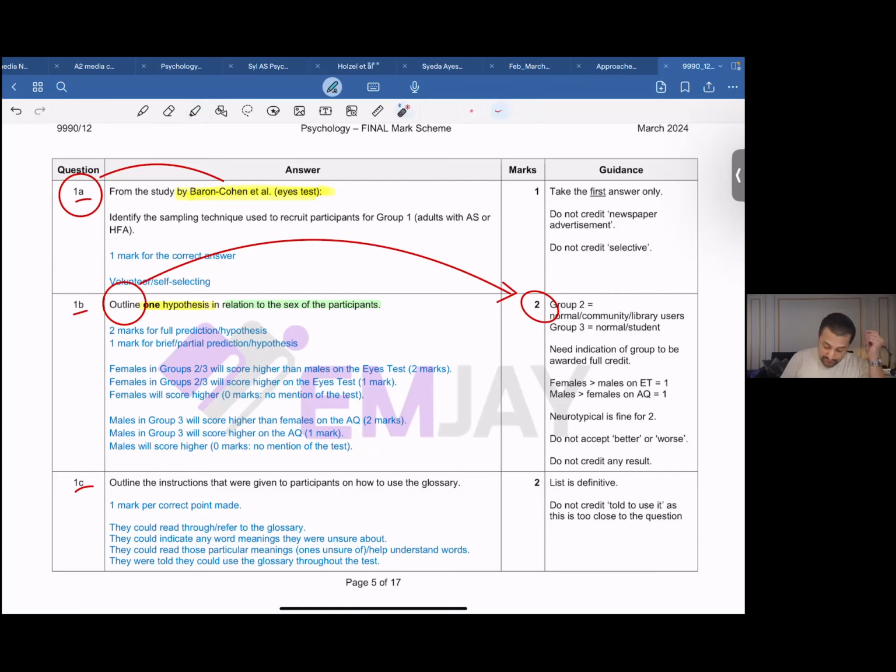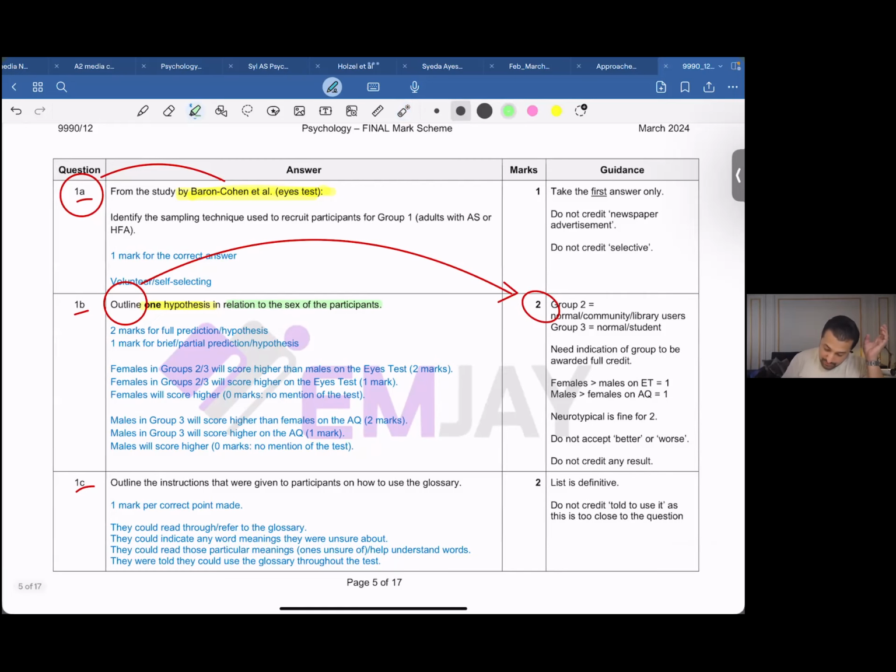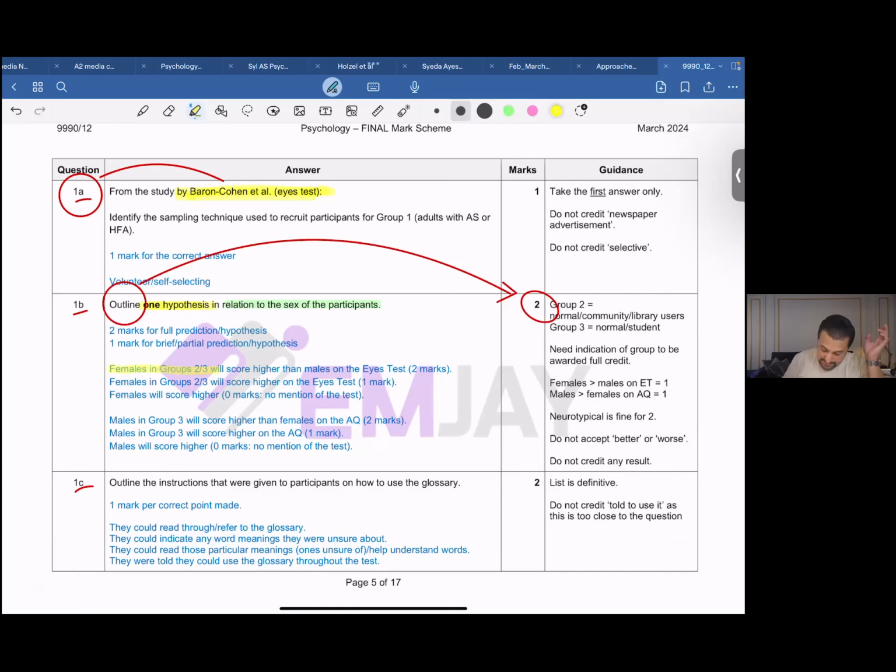So this says 2 marks for a full prediction or hypothesis, 1 mark for a brief or a partial prediction or hypothesis. Now, an example of a full prediction would be females in group 2 or 3 will score higher than males on the ICE test. Now, this was a hypothesis, this was a prediction that females in groups 2 or 3 will score higher than males on the ICE test. Let me remind you, when we talk about participants from group 2 or 3, they were normal participants. When I use the word normal participants over here, I am referring to participants who are not autistic, right?